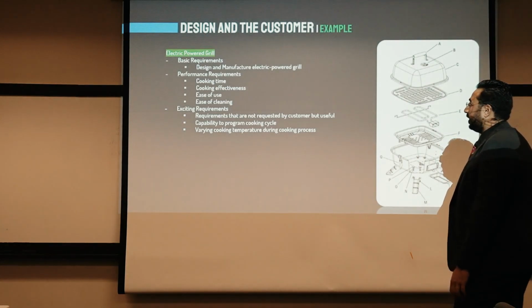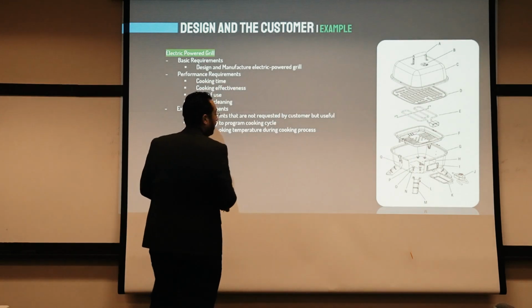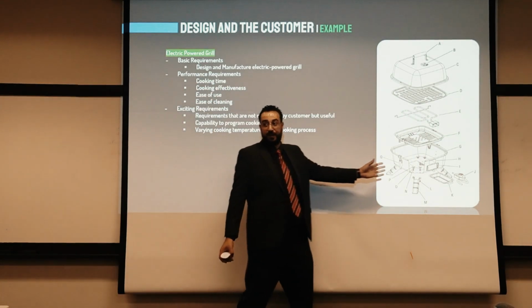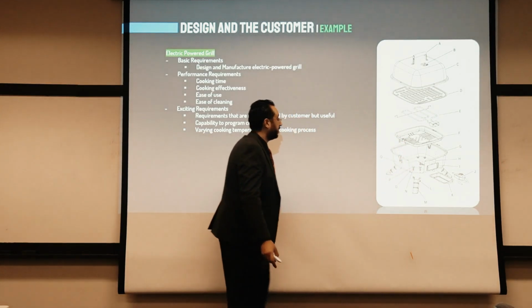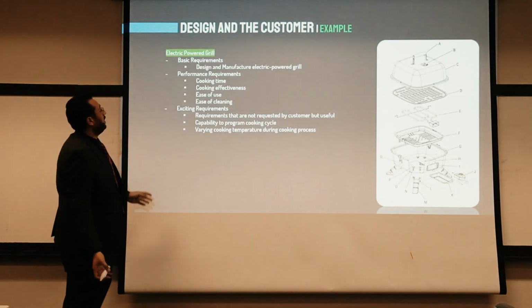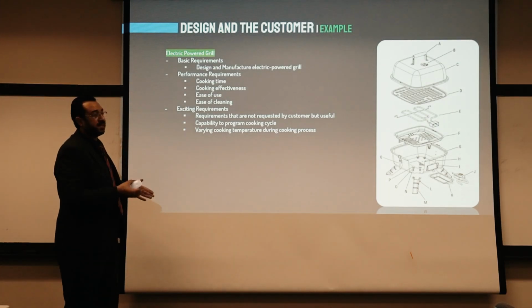Now let's have a quick example. So you have an electric powered grill. What is the basic requirement? So this is a breakdown of an actual patent for an electric powered grill. I forgot what year it is, I believe it was 2014. Now, what the customer needs, the basic requirement, he needs design and manufacture of an electric powered grill.